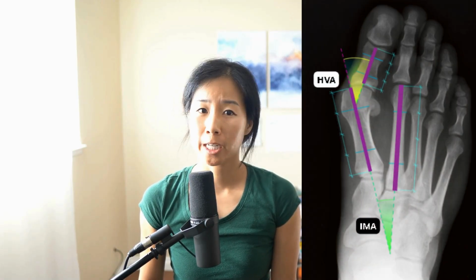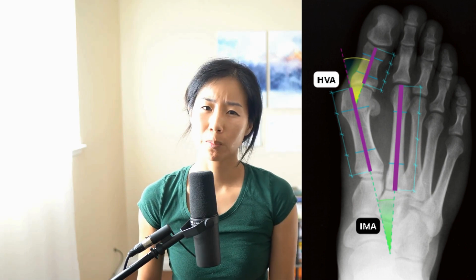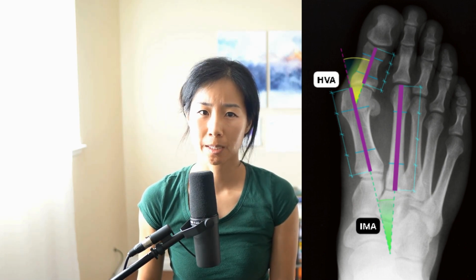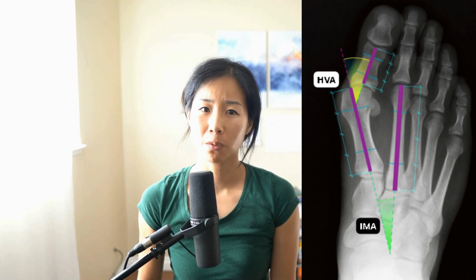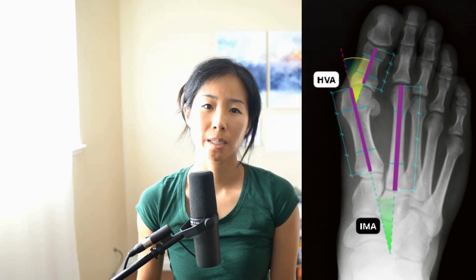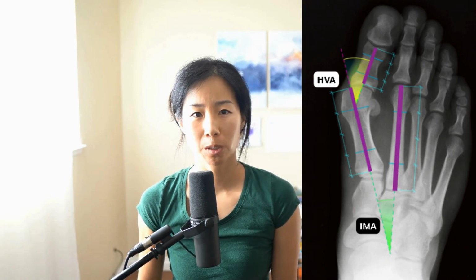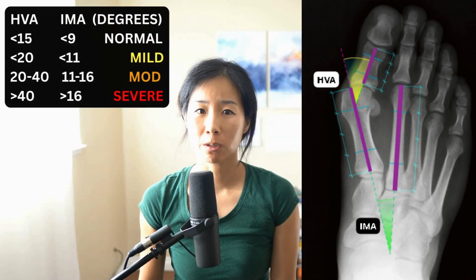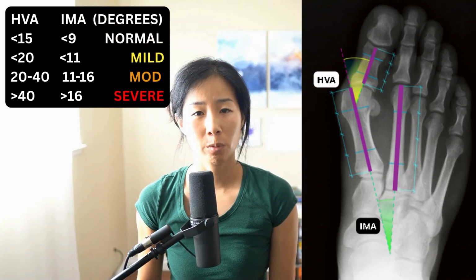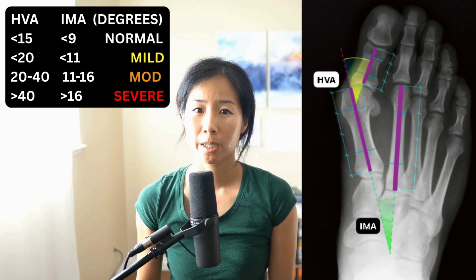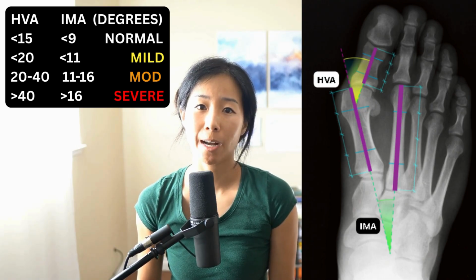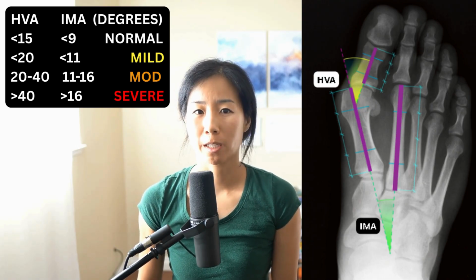Let's go over the classification for the severity of the deformity. The traditional method is using radiograph imaging. We're going to look at something called the Hallux valgus angle, or HVA. That's the angle between the first metatarsal and the first proximal phalanx. And we're also going to look at the IMA, which is the intermetatarsal angle. This is the angle between the second metatarsal and the first metatarsal. Now, based on these angles, it's going to be classified as either normal, mild, moderate, or severe. So you can see in this table, these are some of the values that are within the traditional classification system.